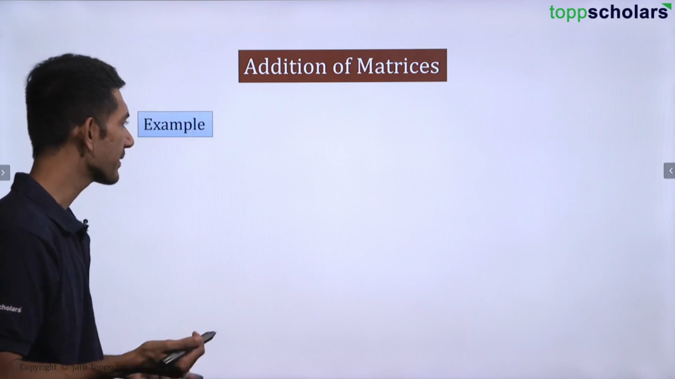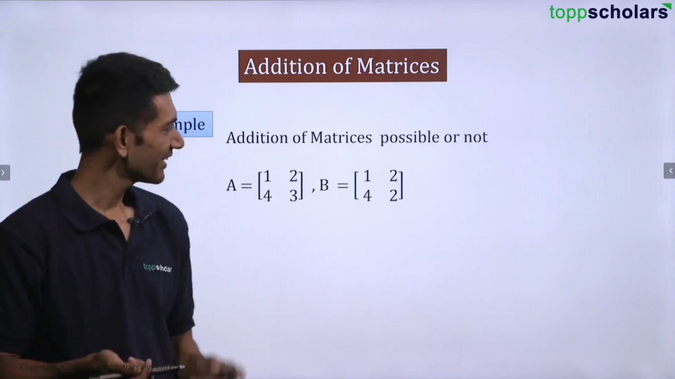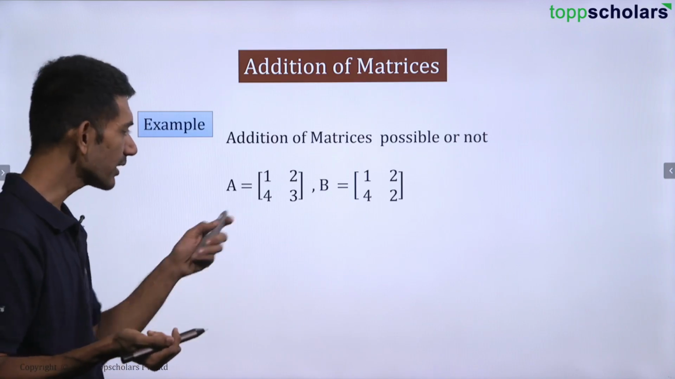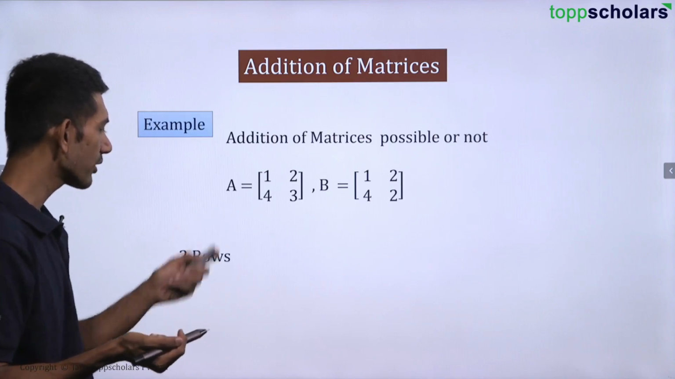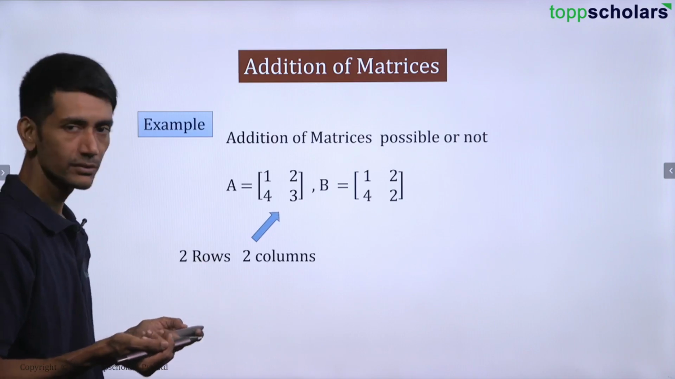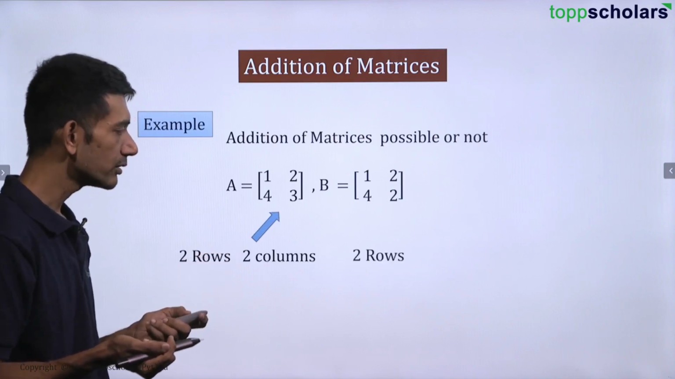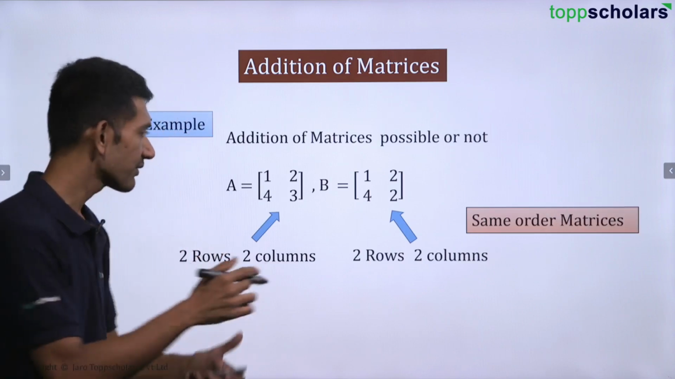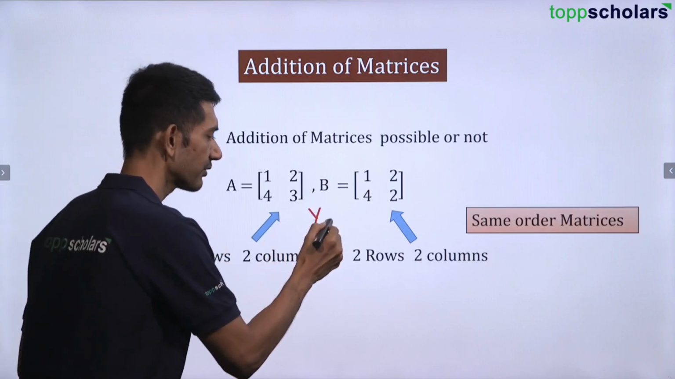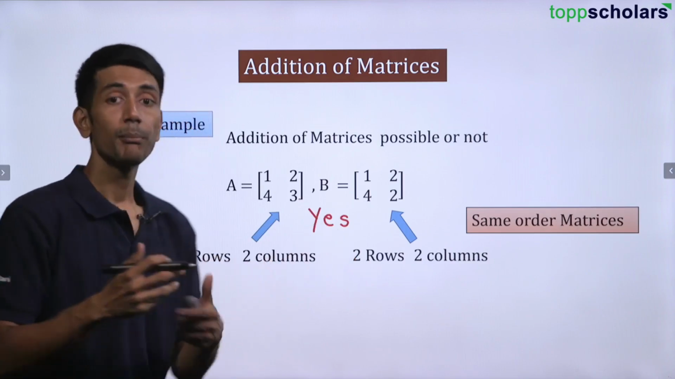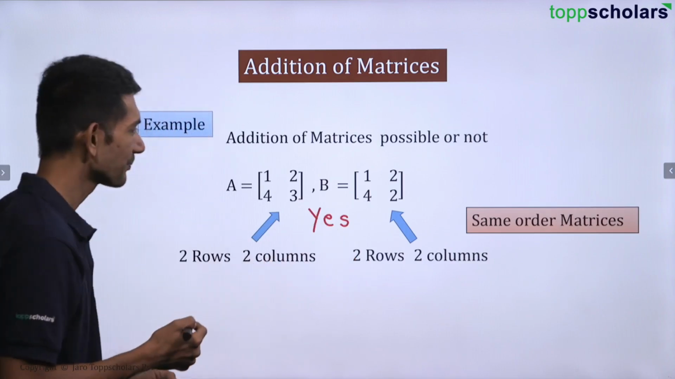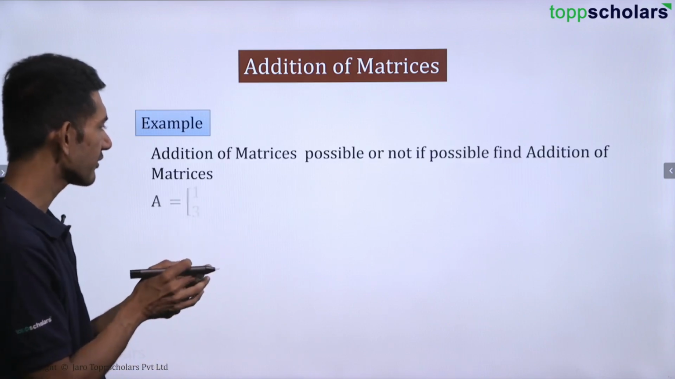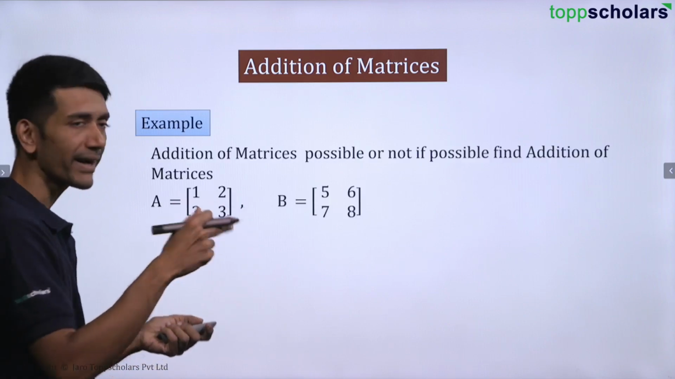Okay. So when can we add? We can add like this. If we have 2 matrices, we're going to check whether addition is possible or not. Here the first matrix has the order 2 rows, 2 columns. Now the second matrix has the order 2 rows, 2 columns. Same order. So yes, we can add them. But how to add? Let us see that. So basically we are seeing an example of whether the addition of matrices is possible or not, and then also find the addition.